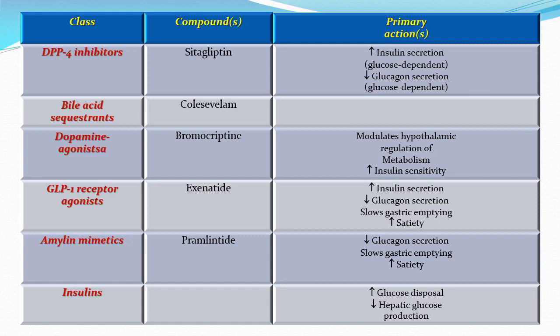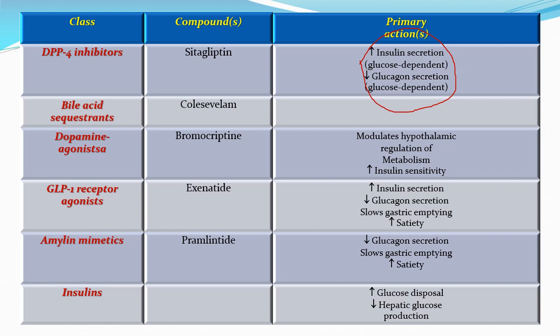Remember, we spoke about the incretin effect, and this is incretin-based treatment, dipeptidyl peptidase inhibitors, and this is a summary of their action. Enhances insulin secretion, decreases glucagon secretion. And then bile acid sequestrants, they are not commonly used. We have the dopamine agonists, also they are not commonly used.